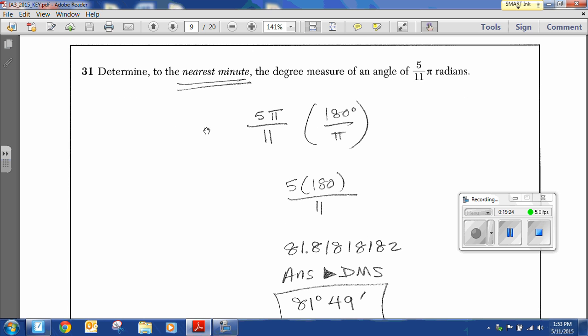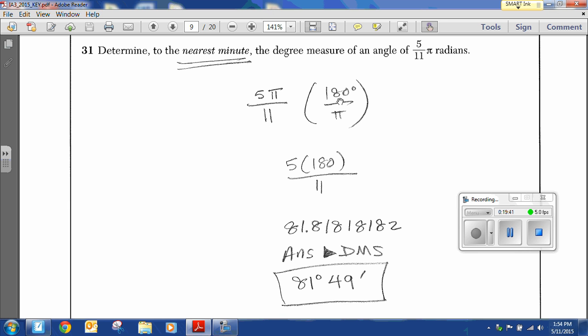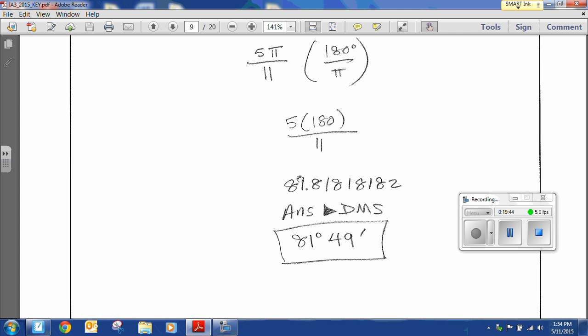Number 31, determine to the nearest minute the degree measure of an angle of 5/11 pi radians. Now you must know that in order to convert radians to degrees, we multiply by 180 degrees over pi radians. So the pi and the pi cancel out. 5 times 180 degrees over 11. Plug in the calculator. We get 81.81818182. Let's convert it to degrees, minutes, and seconds. So we hit answer, DMS. Ladies and gentlemen, it is 81 degrees 49 minutes.